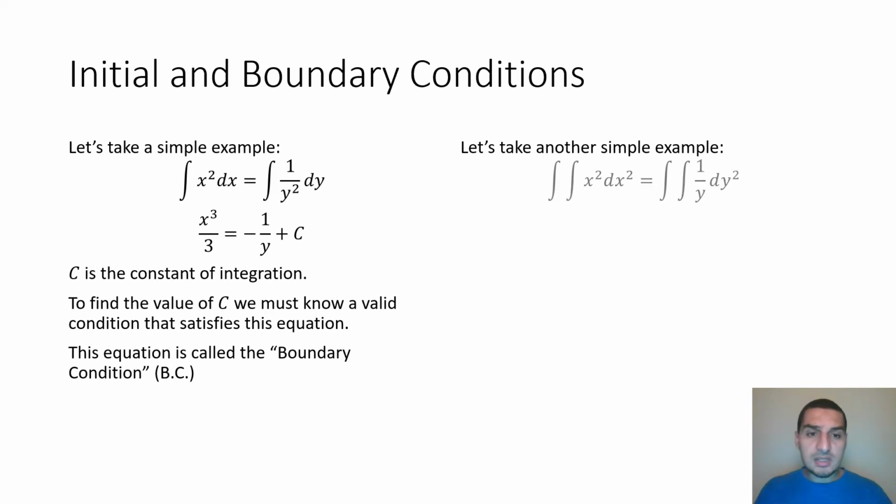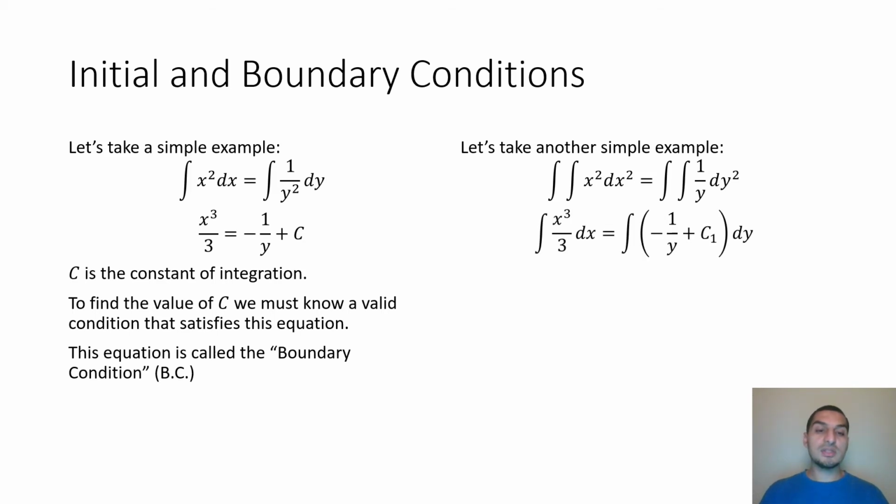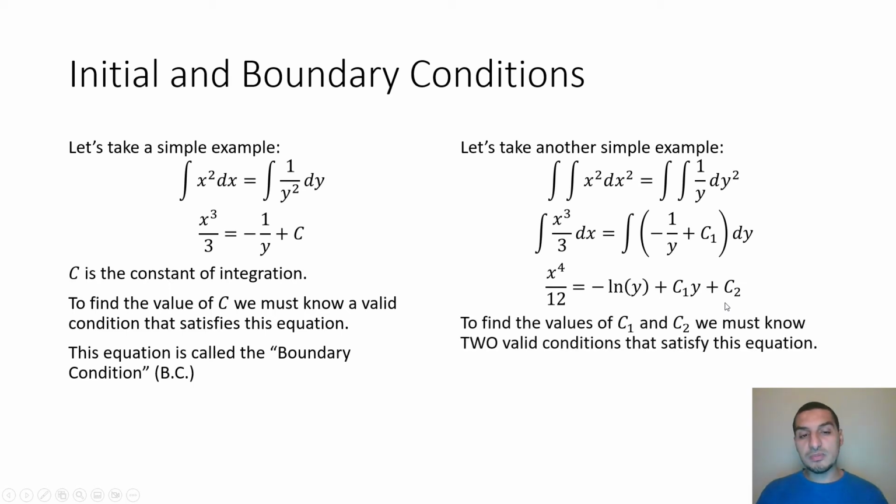So let's take another example for this same problem, but I have a double integral instead of a single integral. If I do the integration, I'll do it twice. The first is the same as what we did before. The second is going to be like this. But here I have two constants, one from the first integral, one from the second integral. Then I must know two pieces of information: a value of x and the corresponding value of y, and another value of x and the other corresponding value of y, so that I have two equations and two unknowns. I must know two conditions to be able to get the values of c1 and c2.